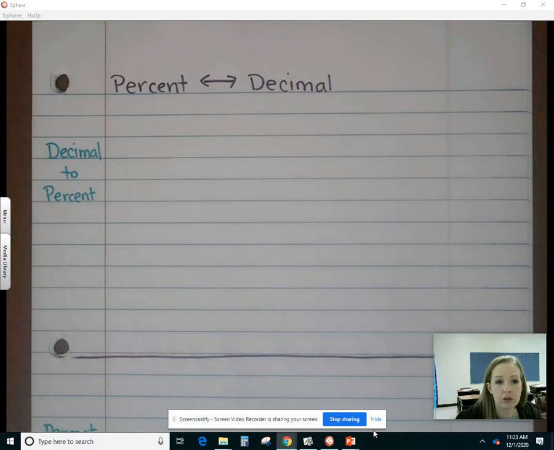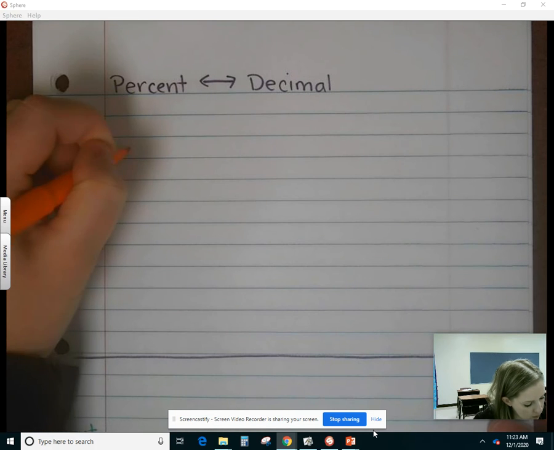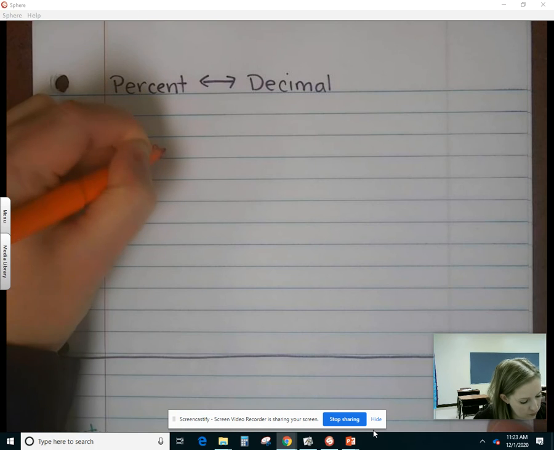So today we're going to talk about turning a percent into a decimal and a decimal into a percent. And it's a very similar process. It's just backwards from one another. So we'll start with taking a decimal and turning it into a percent. And all you have to do is move the decimal point.